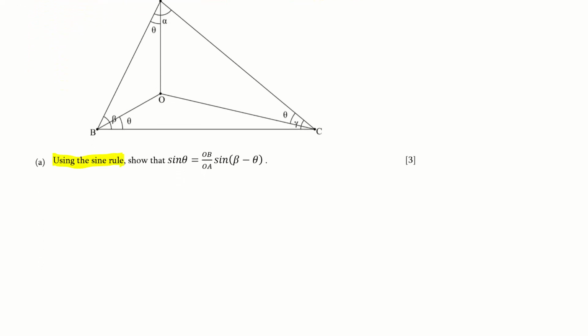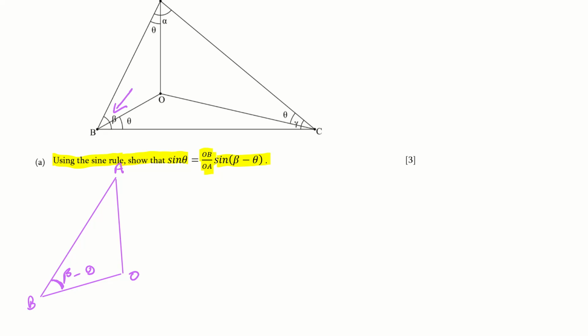Using the sine rule, show that sine theta is equal to OB divided by OA sine beta minus theta. So if we just look at that particular triangle, let's just draw it here like so. The angle just here would be beta minus theta. This is O, this is B, this is A.